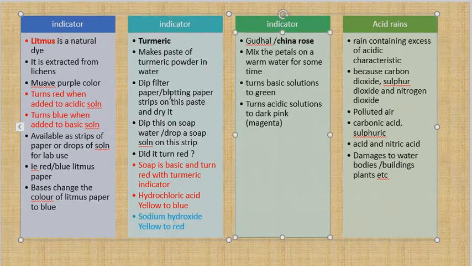So the turmeric reaction is almost opposite of the litmus reaction. In litmus, it is red when it is acidic. In turmeric, it turns red when it is basic. This is indicator litmus, indicator turmeric.